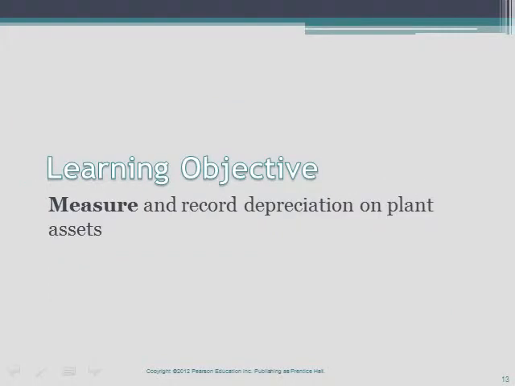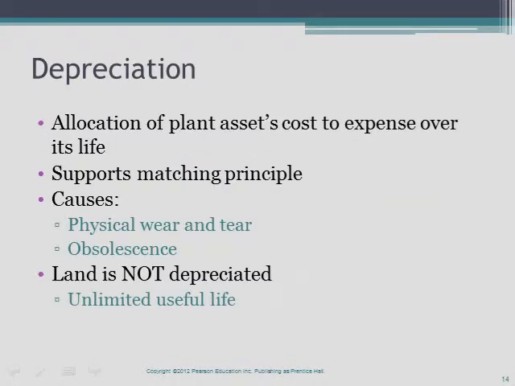And so next we want to talk about how to measure and record depreciation on plant assets. Plant assets wear out, they grow obsolete, and they lose value over time. To account for this process, we allocate a plant asset's cost to expense over its life, a process called depreciation. The depreciation process matches the asset's expense against revenue to measure income, as the matching principle directs. Recall that depreciation expense, not accumulated depreciation, is recorded on the income statement. Accumulated depreciation is recorded on the balance sheet. Only land has an unlimited life and is not depreciated for accounting purposes.